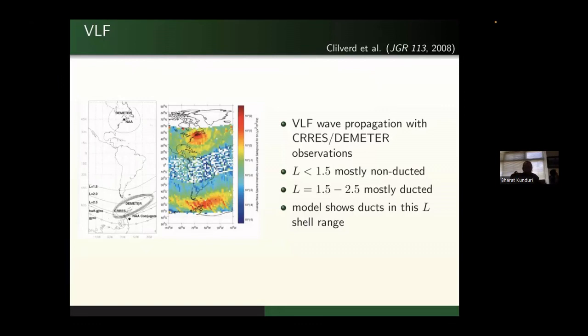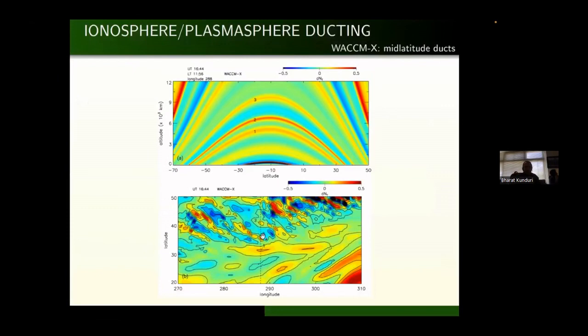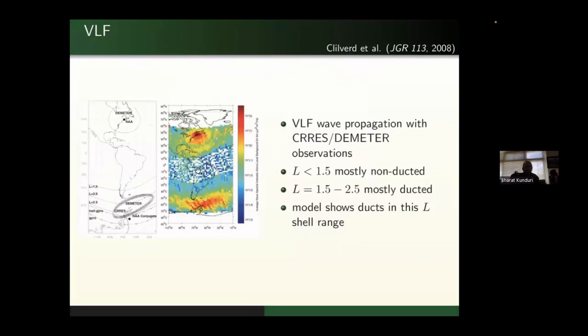So if you go back up to the previous view graph, these ducts, at least here, are occurring between, say, 10 and 40 degrees, minus 70, minus 50. So this is the mid-latitude region where we're seeing these ducts generated by the waves. And then from these VLF observations, they also see ducts in this range. So, you know, things are, quote, consistent right now.